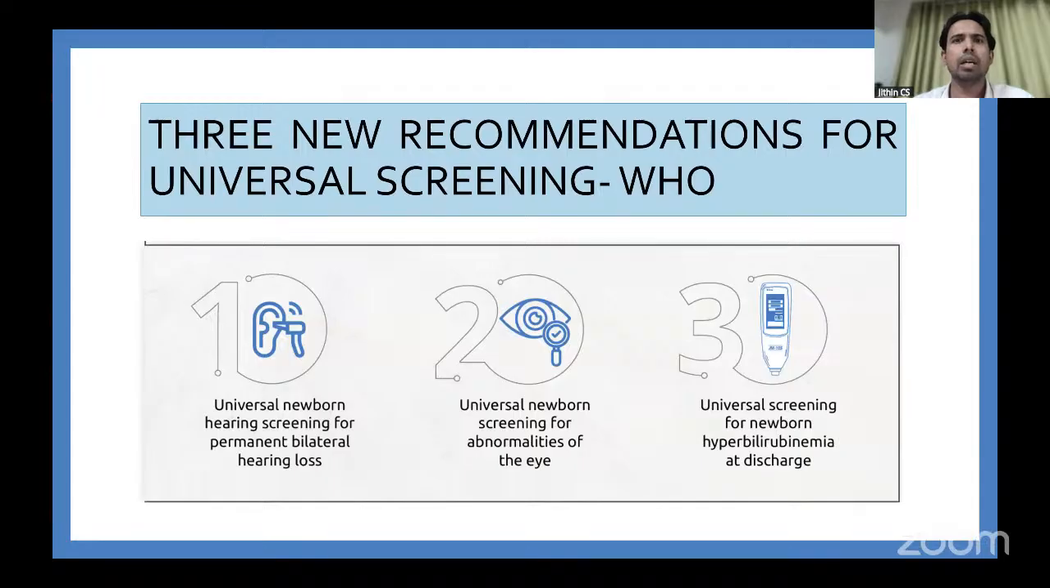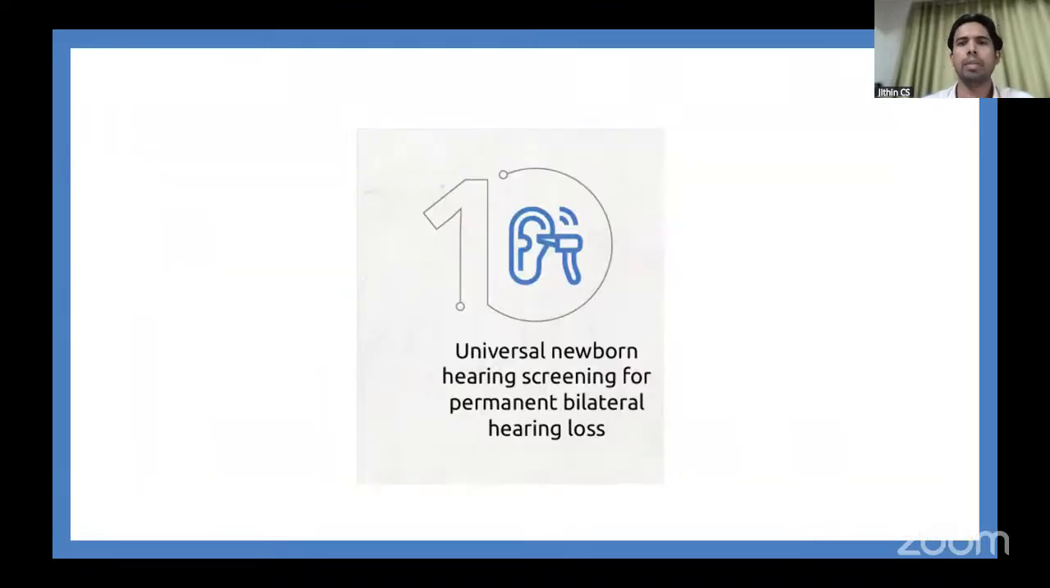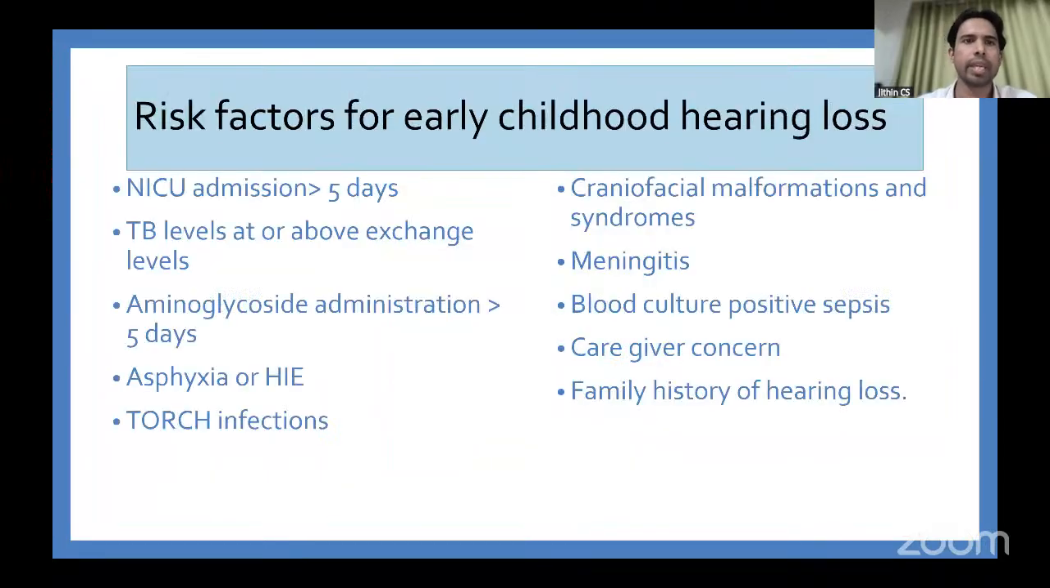The other diseases which need screening according to WHO are hearing screening, eye abnormalities, as well as neonatal jaundice. So coming to universal newborn hearing screening, we know the risk factors for early childhood hearing loss. Many risk factors, like an ICU admission of more than 5 days, meningitis, blood culture positive sepsis, family history of hearing loss, TORCH infection, then aminoglycoside administration for more than 5 days. Those neonates are at high risk for hearing loss.